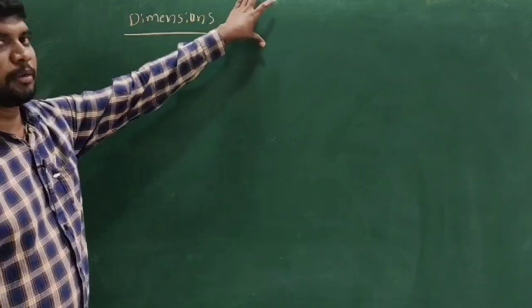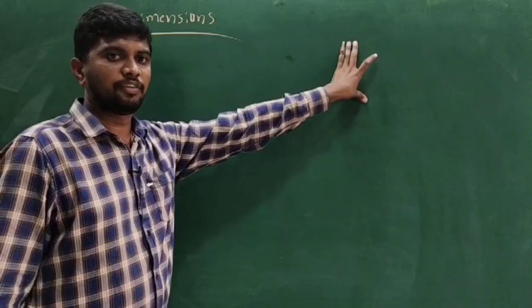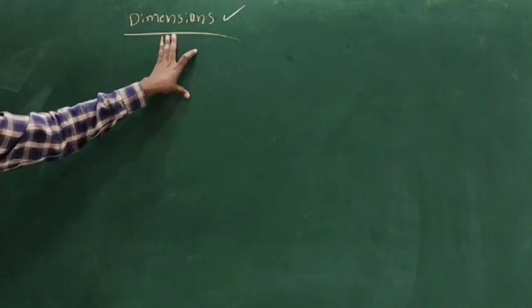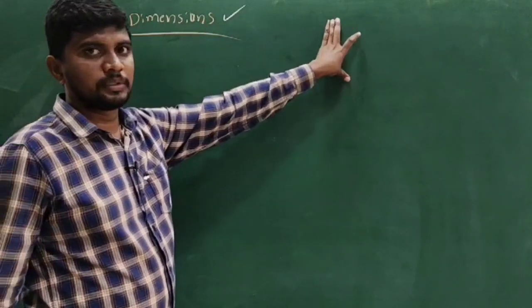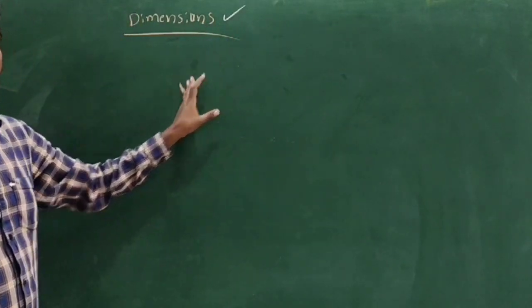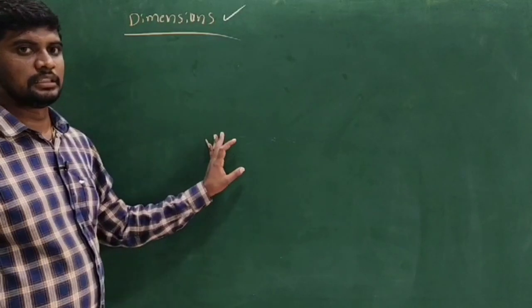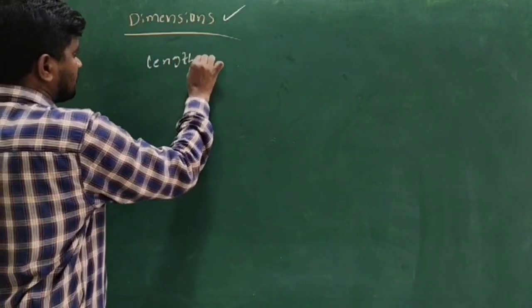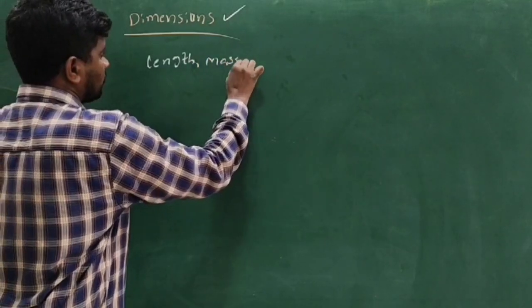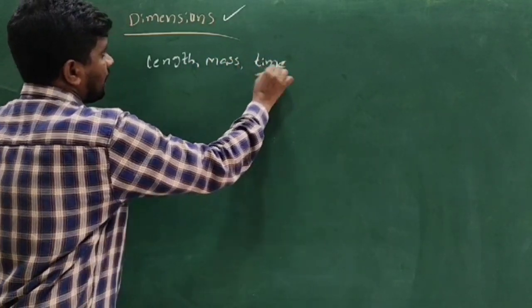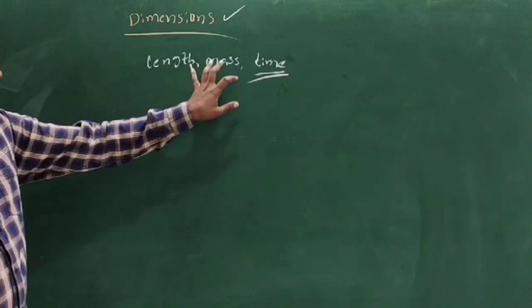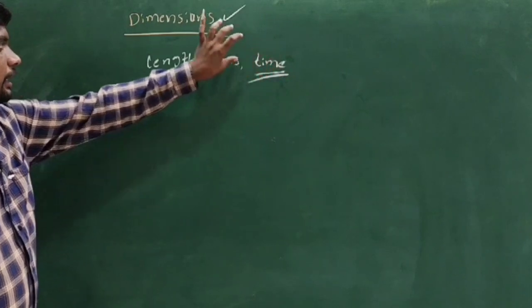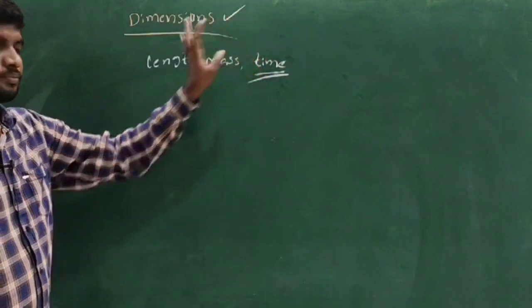Next one is dimensions. The important topic in units and dimensions is dimensions. In physics, all concepts depend on dimensions. Now, the fundamental quantities or fundamental units: length, mass, time. These three are important, and dimensions depend on these fundamentals.